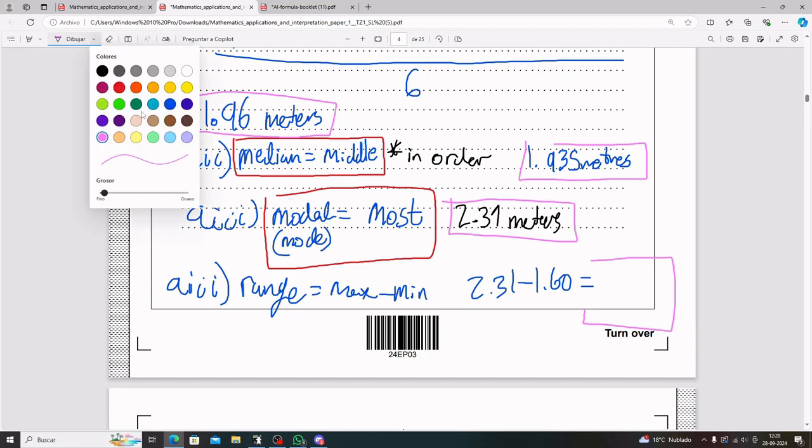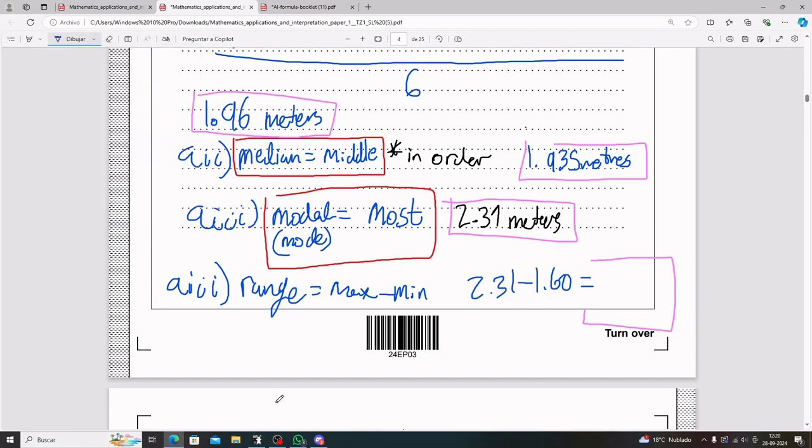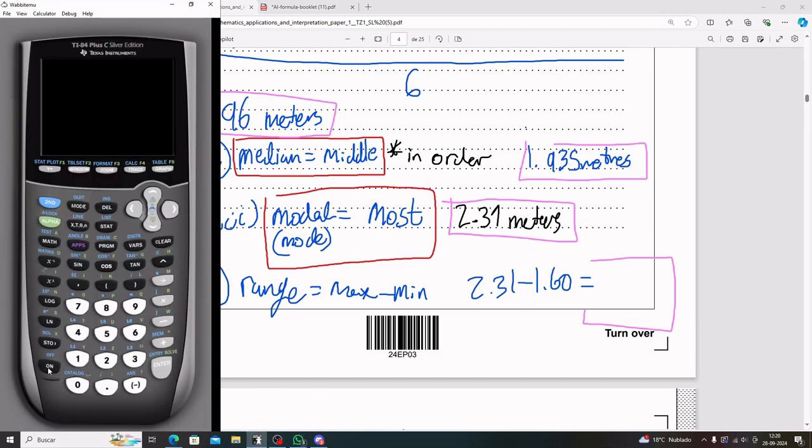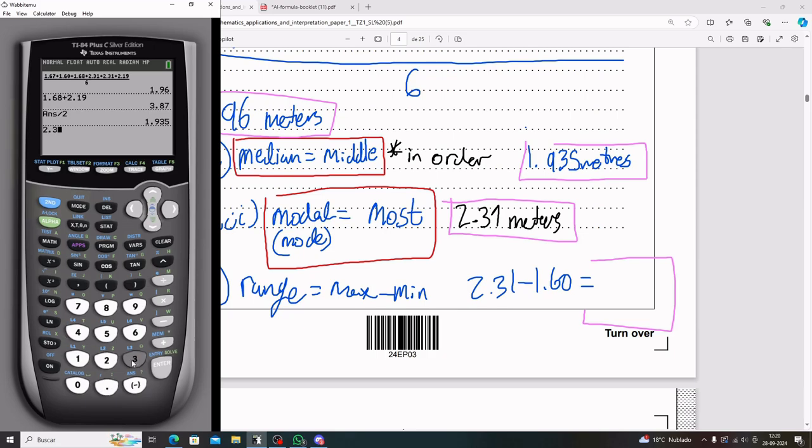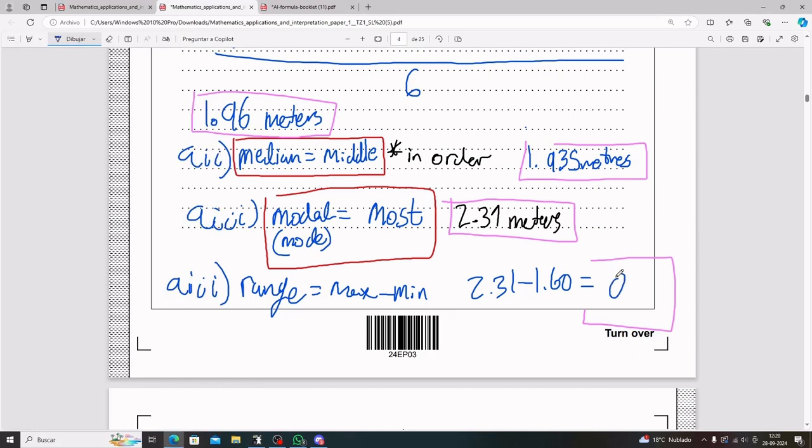My final answer should be, I'm pretty sure I can do mental math here, but we have a calculator, so why not? And let's be honest, all of us on the day of the test put into the calculator even something like 10 minus 5. See? So, following that energy, over here the range is going to be 0.71 meters.